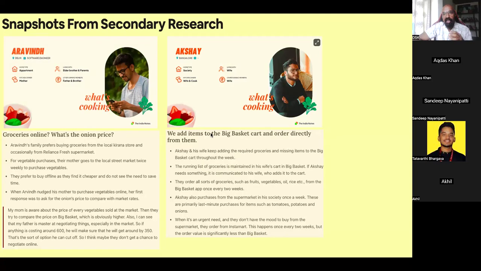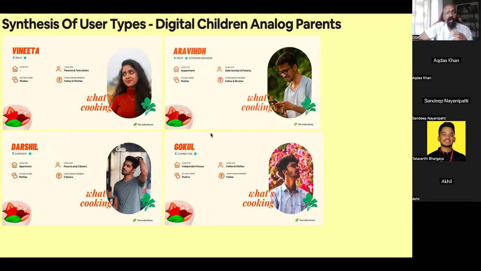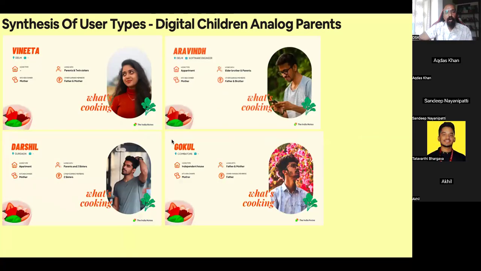So for us, the key learning the first time around was that there were two broad types of customers. One were modern couples who lived together as a group, had probably a small kid or so, and they had a very interesting set of behaviors. And then the second population was digital children who lived along with their analog parents, wherein the mother was the primary gatekeeper of all things food and household, whereas the child had the freedom to decide what they would like to do when it came to snacking behavior.